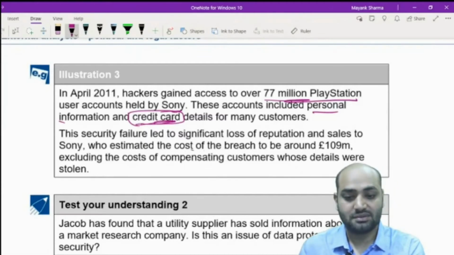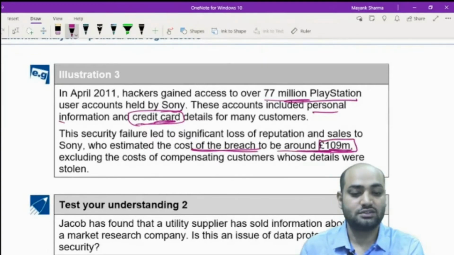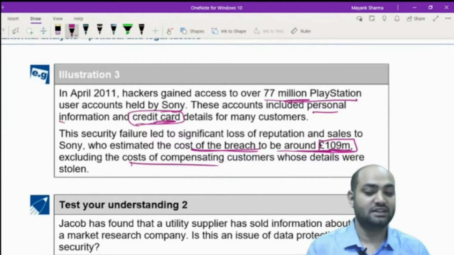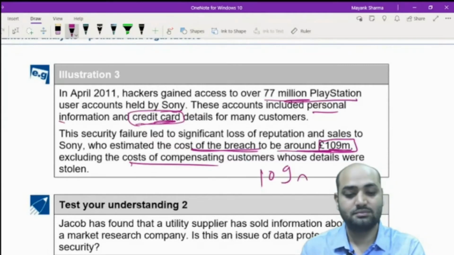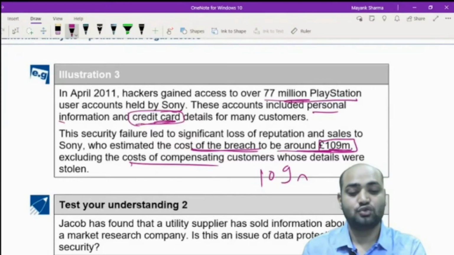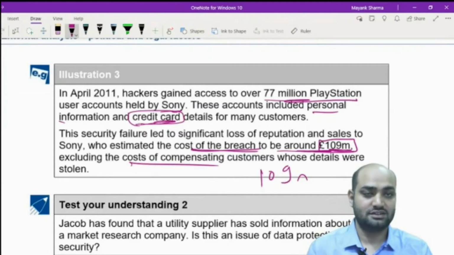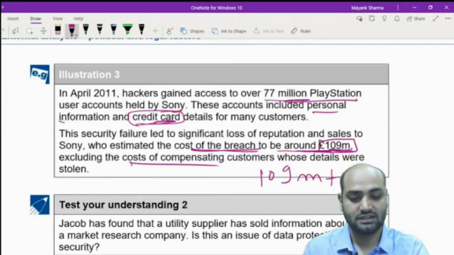Sony estimated the cost of the breach to be around 109 million, excluding the cost of compensating customers whose details were stolen. So if we exclude the cost incurred in paying back the customers whose credit cards were used for unauthorized purchases, there was a loss of 109 million dollars, plus whatever they had to pay back to customers whose credit cards were used without authorization. All those losses were borne by Sony, and this was only because of a small data leak.